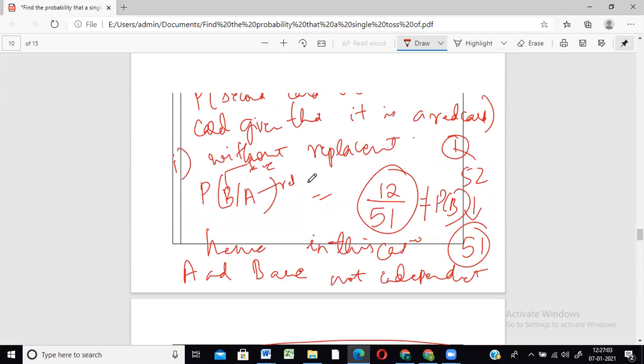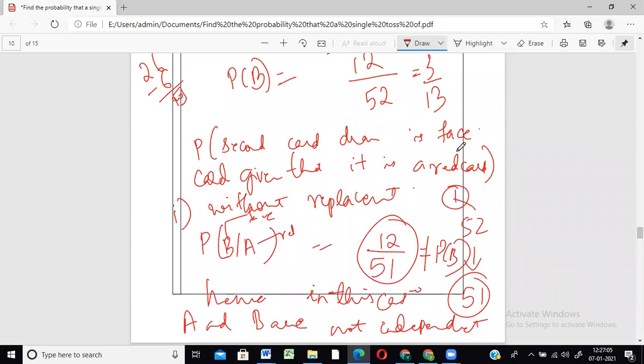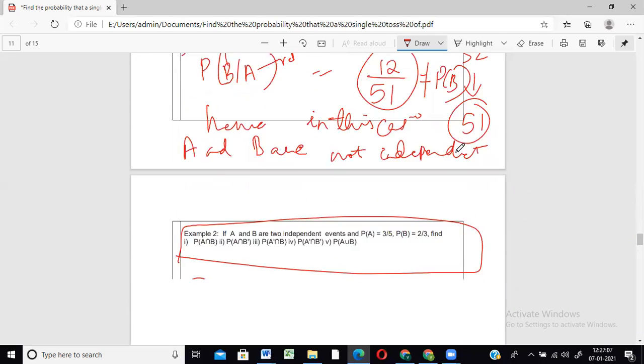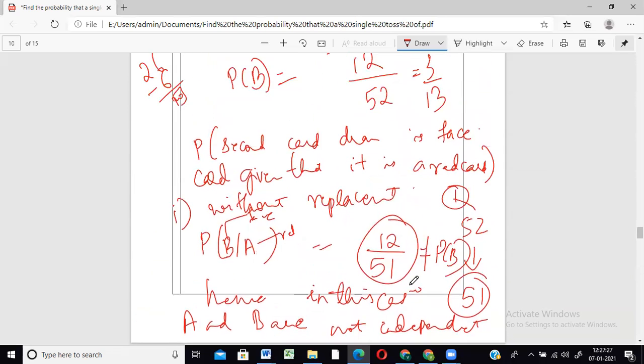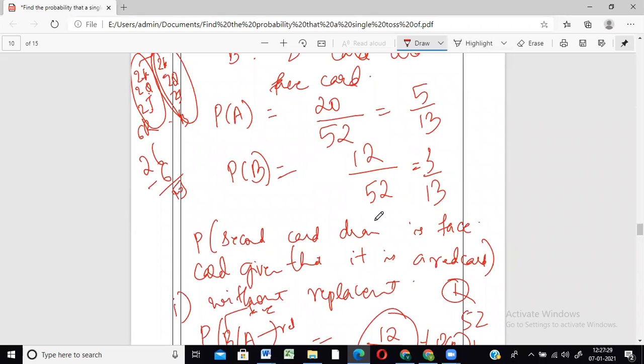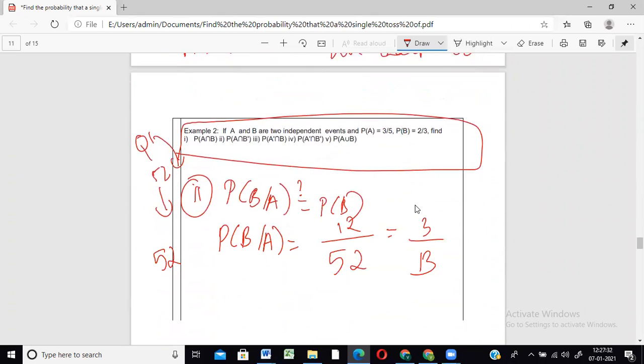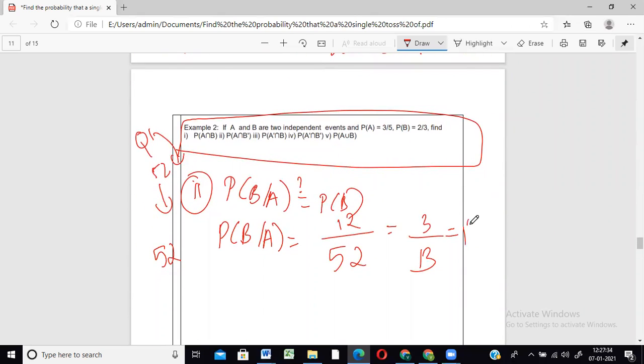So now we're going to check it for the second case. Second card drawn is a face card. That means the first card was some card, and now there is replacement, meaning they are replacing it. Of the 52 cards, the one you had picked up, you put it back again. So on the second draw the number of cards is 52 only, right? And the total number of face cards is 12 again. So this is 12 by 52, which is the same as 3 by 13. Is this equal to probability of B? Oh yes, this is equal to probability of B. 12 by 52, which is equal to 3 by 13. Yes, this is equal to probability of B.